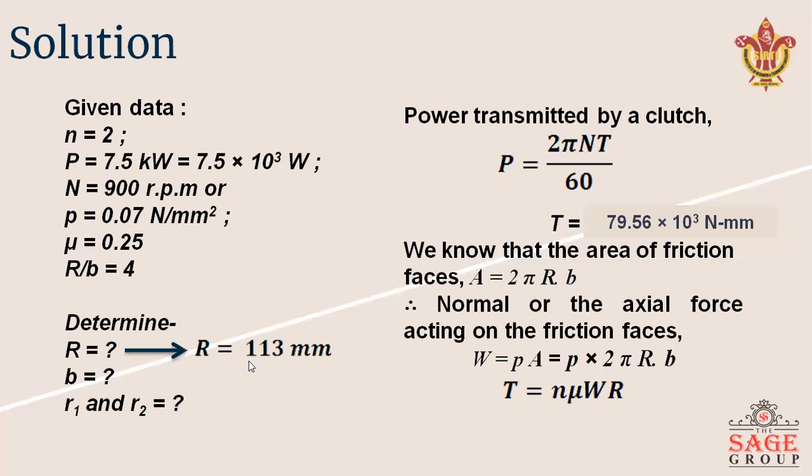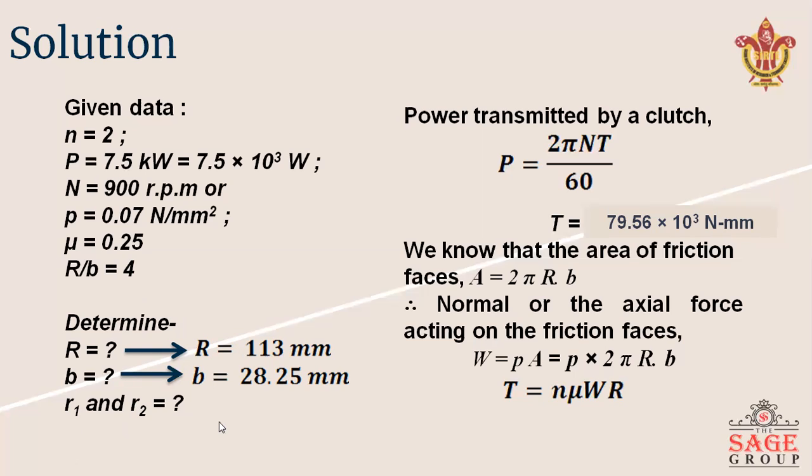The capital R equals 113 mm. Now we substitute this value of capital R, the mean radius, in this equation. So we will have the value of face width b. This is the value of b, 28.25 mm. Now we have to calculate R1 and R2, the outer radius and inner radius.